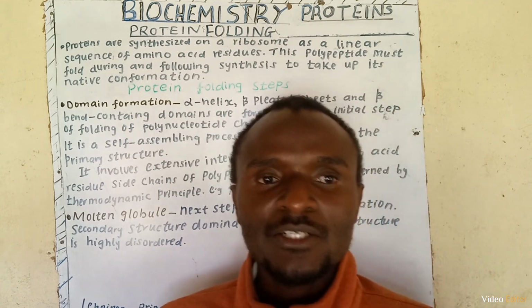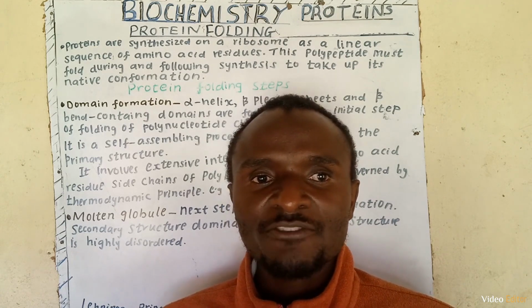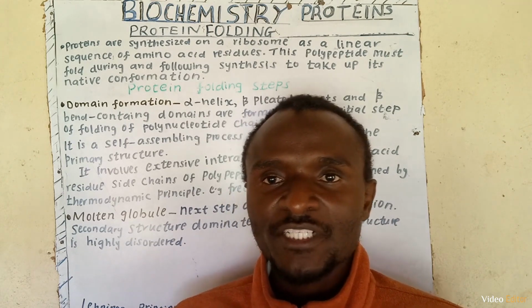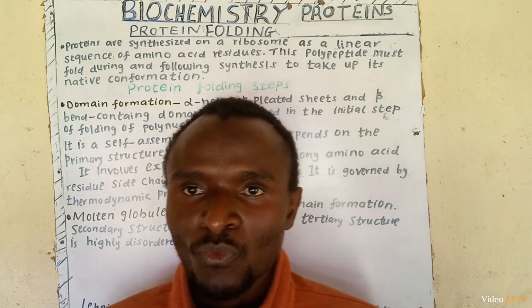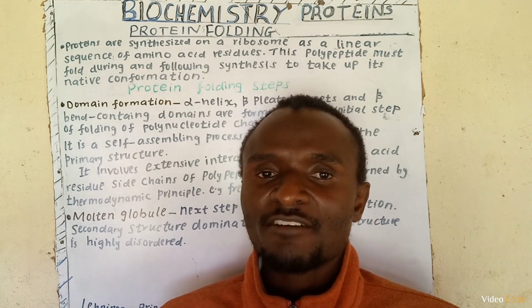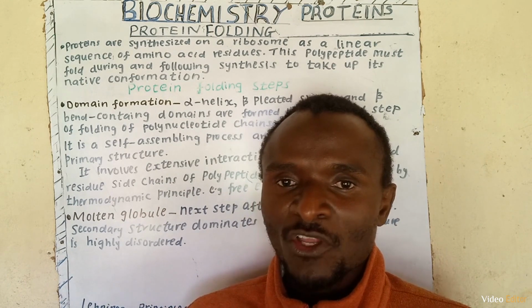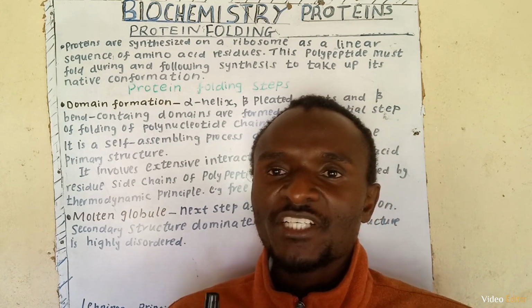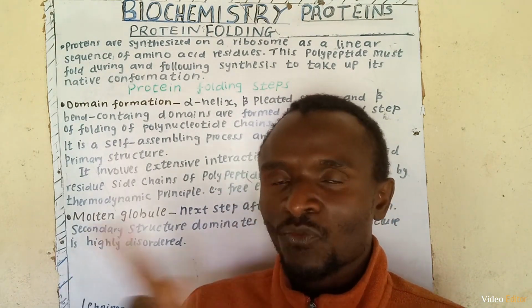So let's begin. Why should a protein fold? Where are proteins synthesized and why should it fold? So what are the examples of these foldings? That's what we are essentially going to discuss in this video. So we know that proteins are formed in the ribosomes as a linear sequence of amino acids. So for this linear sequence to fit into its native conformation, it must start folding.